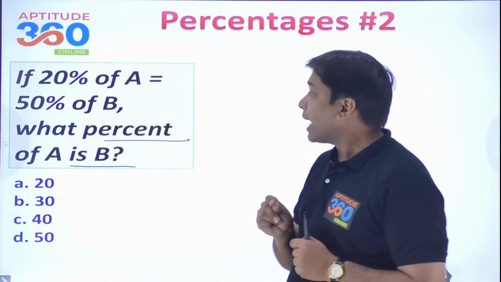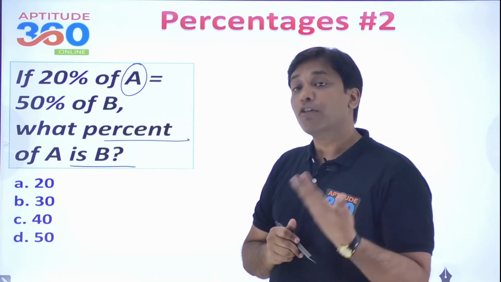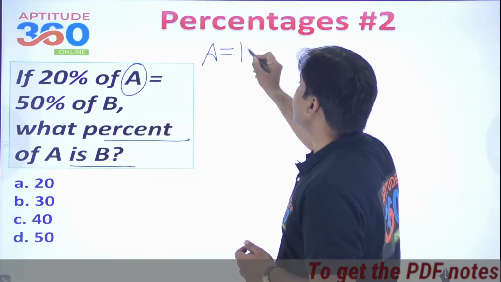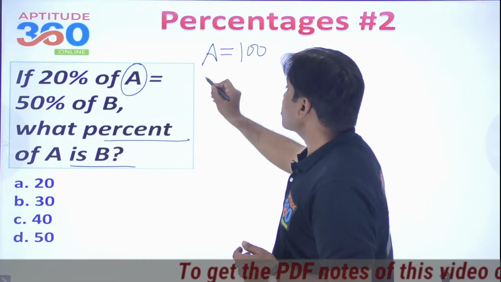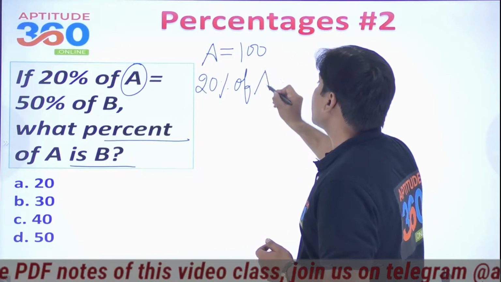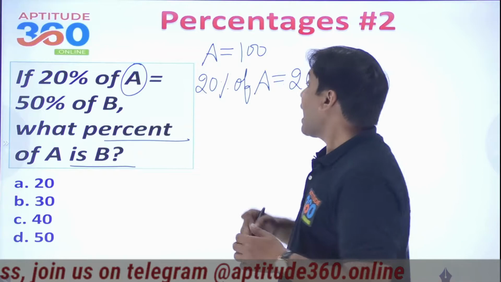Simplified problem. क्या करना है यहाँ पे? Let us take a as 100. If I take a as 100, what is going to be 20% of a? Simplified problem. 20% of a will be coming out as 20, right?